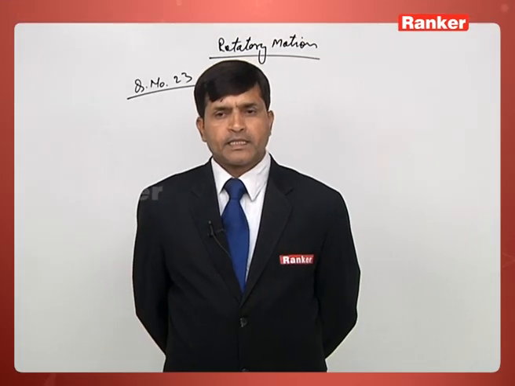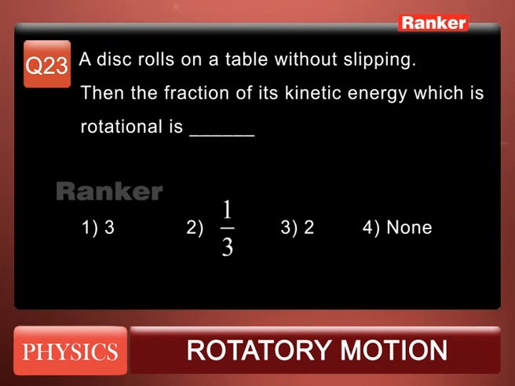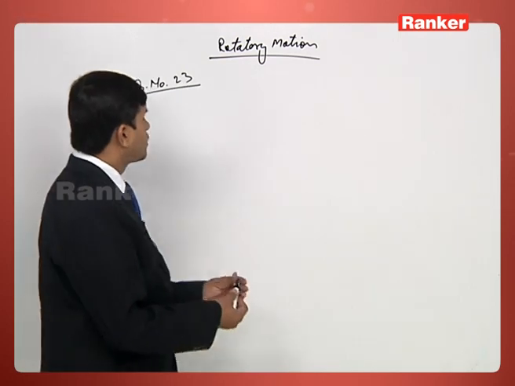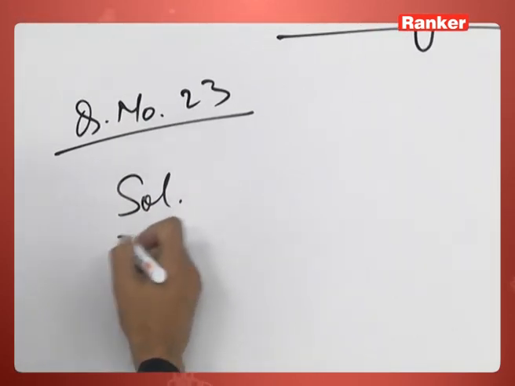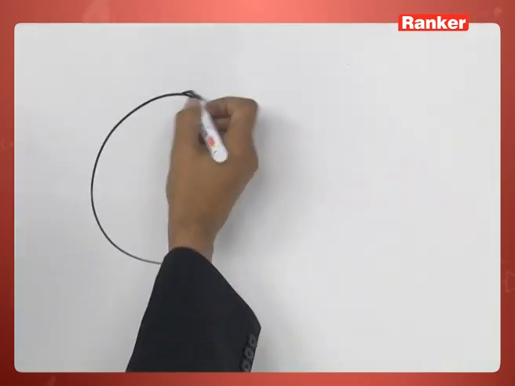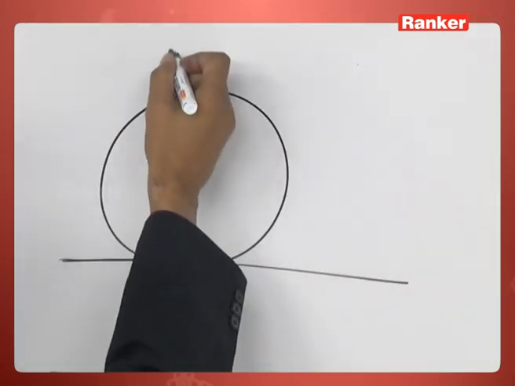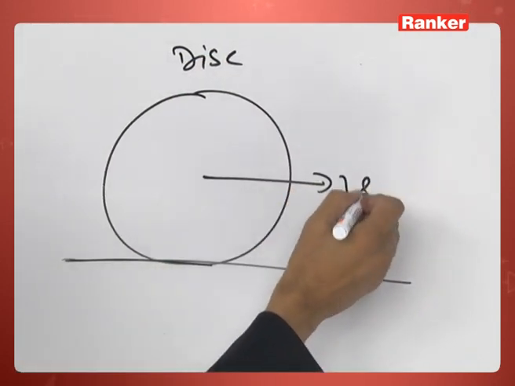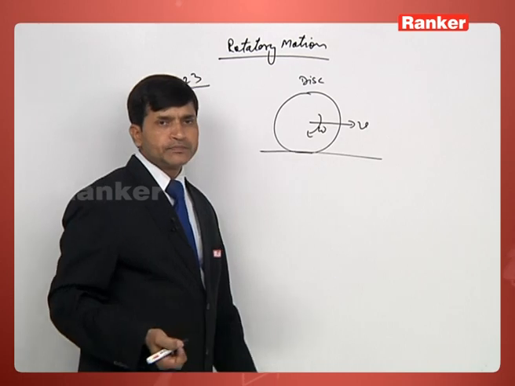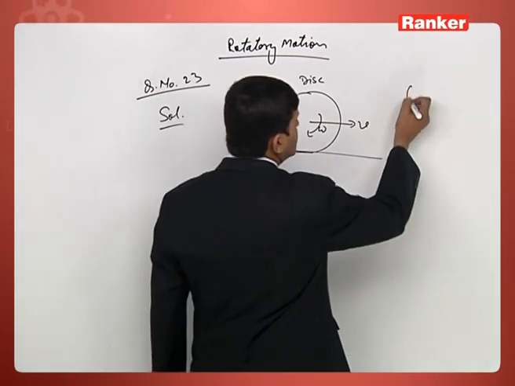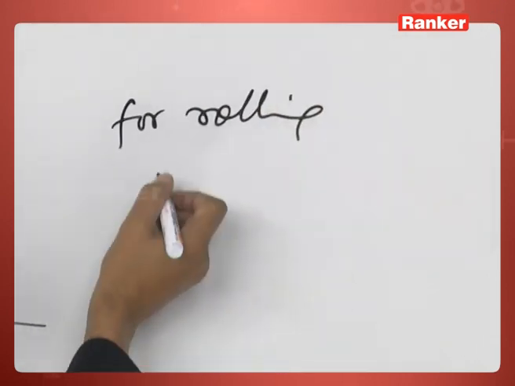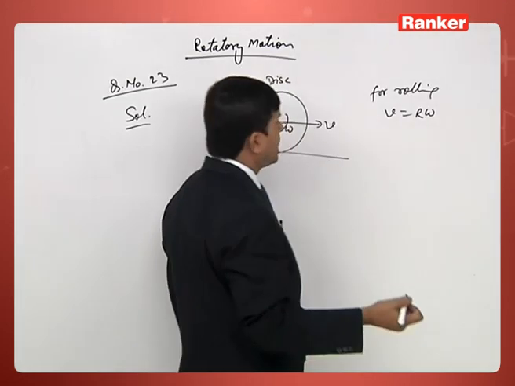Question number 23: a disc rolls on a table without slipping, then the fraction of its kinetic energy which is rotational is. The first option is 3, second option 1 by 3, third option 2, and the fourth option none of these. Now see how to do this problem. This is the disc, and this disc has some velocity as well as angular velocity. It is rolling. So for rolling, v is equal to R omega.